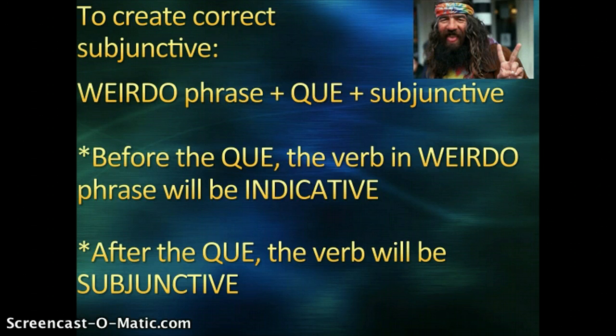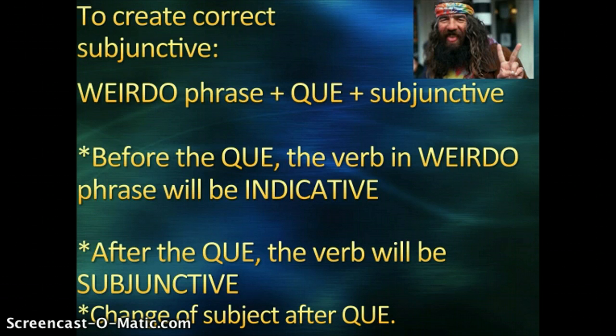You're imposing your wishes or your hopes or your doubts over somebody else. Now there will be a change of subject after the K. I hope that you do well is very different than I hope I do well. I hope I do well is not going to be subjunctive, okay? I hope you do well is subjunctive because you're expressing your hopes over somebody else.